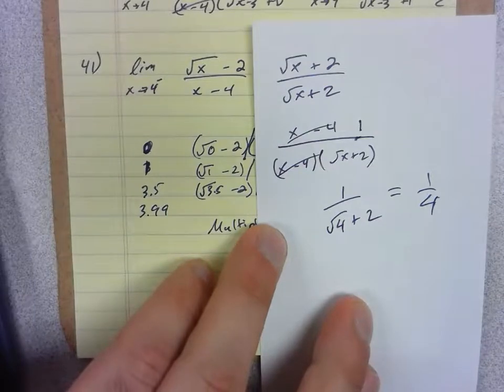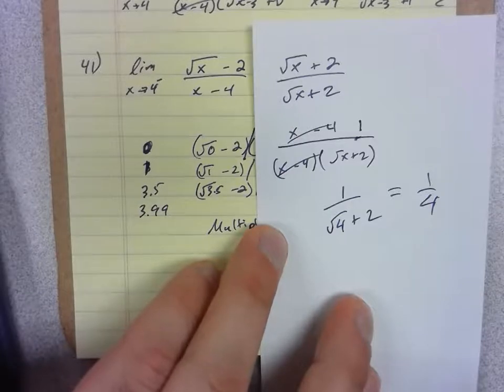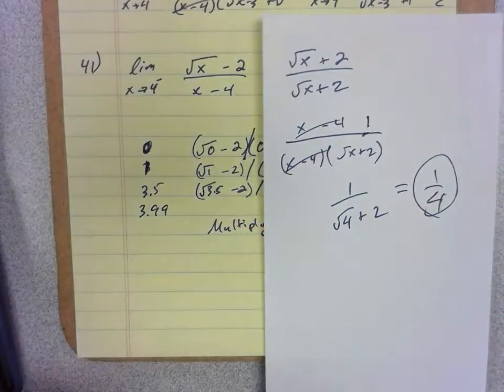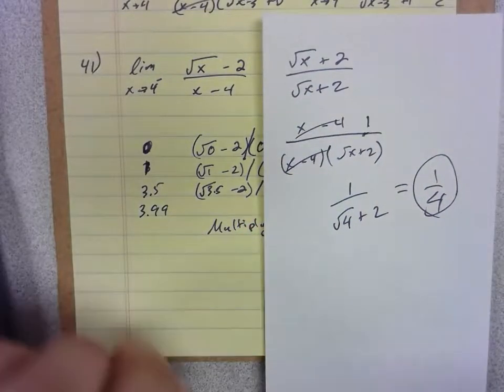Okay, so we were right with our estimation. If we had done 3.99, we would have seen that it was getting closer to 0.2500. Okay? So the limit is 1/4. All right. Let's do number 43. Was that not on our homework?